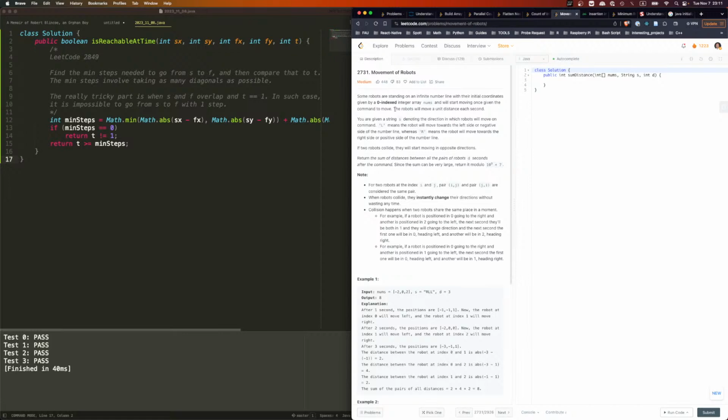For example, if a robot is at position 0 going to the right and another is at 2 going to the left, the next second they will both be at 1 and they will change direction. If a robot is at position 0 going to the right and another is at 1 going to the left, the next second the first one will be at 0 heading left. Well, they will meet each other and then they will split.